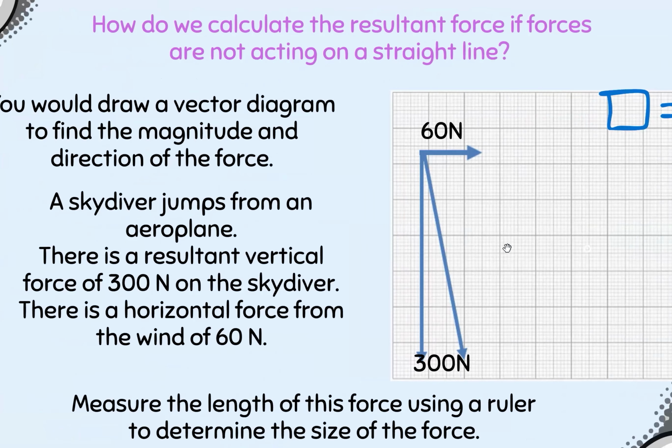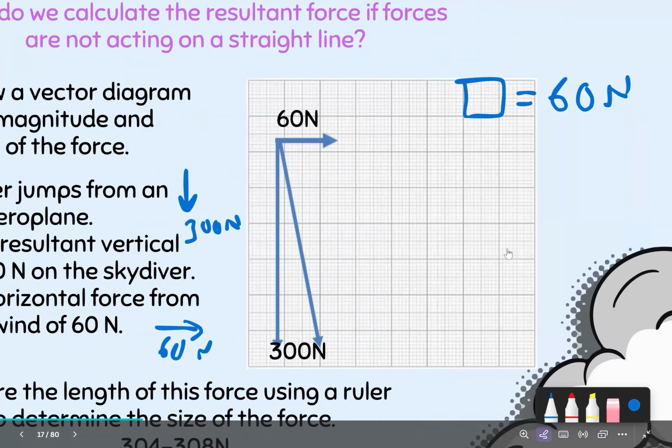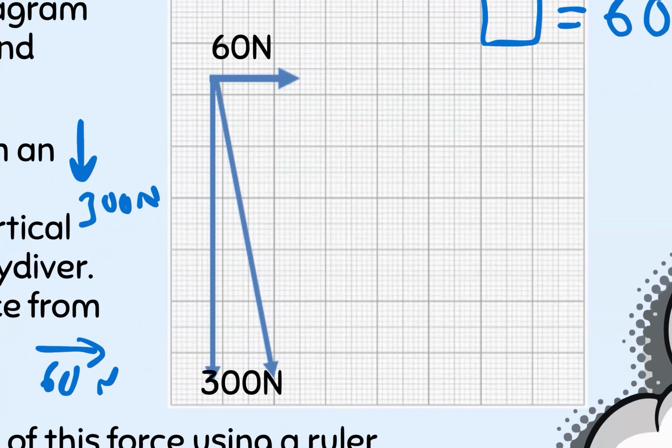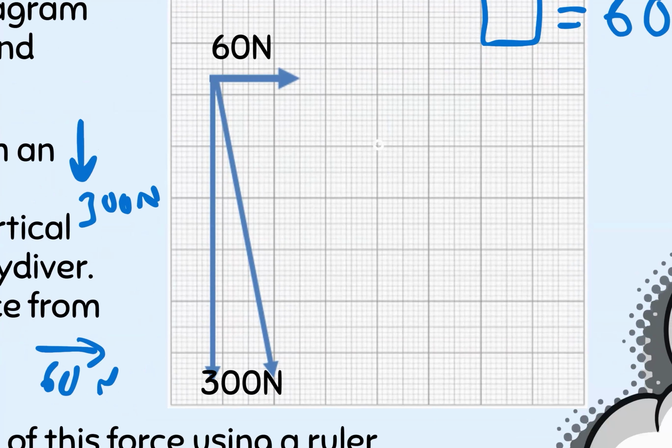So we're saying downwards, the person's got a weight pulling them down by 300 newtons. And there's a horizontal force from the wind of 60 newtons. So what we've got to do, let's zoom into this a little bit more. We know our horizontal force is 60 newtons, so let's draw a line from here to here.